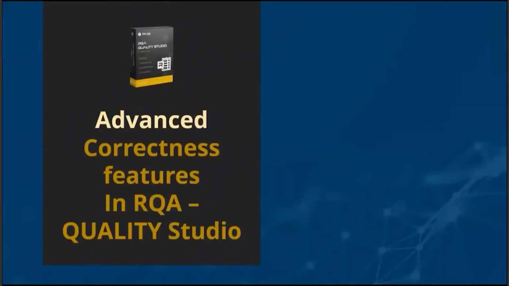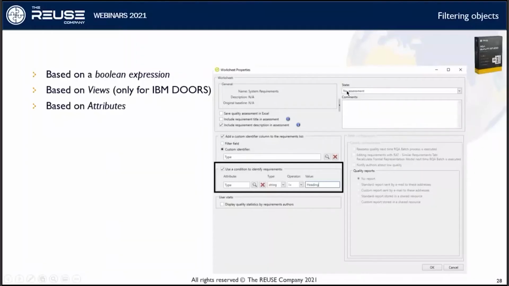Now let's give you some aspects about the correctness, the advanced correctness features in RQA. So basically I will present you some of the features that you probably don't use when you first get into the tool, but these features might be useful if you want to raise the level of the quality assessment.